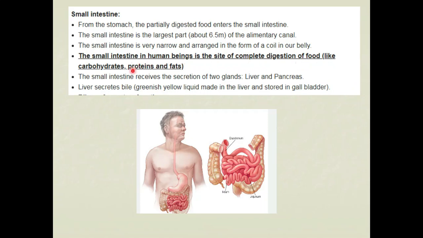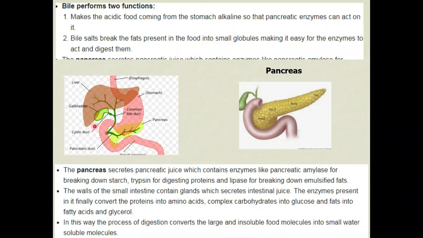That is the small intestine. Now the small intestine receives two other secretions from two glands, that is from the liver and pancreas. The liver secretes bile juice and the pancreas secretes pancreatic juice. So the liver secretes bile, a greenish yellow liquid made in the liver and stored in the gallbladder. So here you can see, the liver will be secreting the bile juice and it cannot transfer directly to the small intestine. It will be stored. The bile juice will be stored in a small sac-like structure called the gallbladder. From the gallbladder only, the bile juice will be supplied to the small intestine.